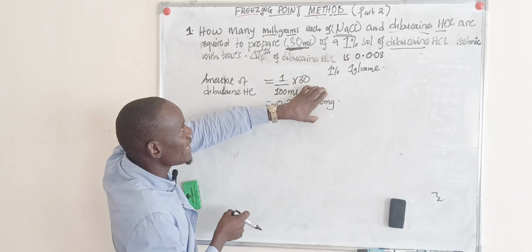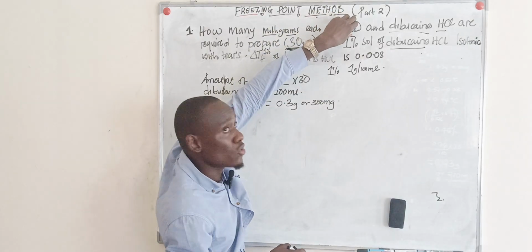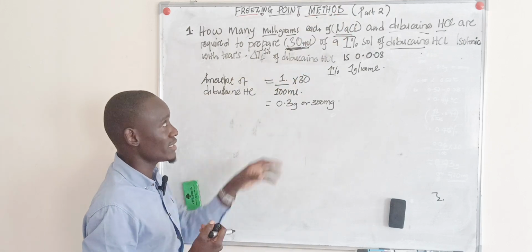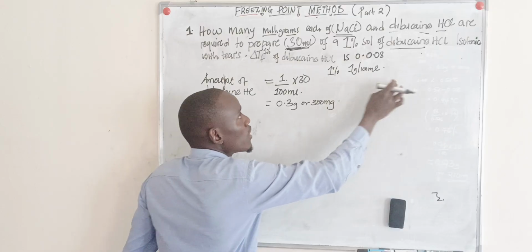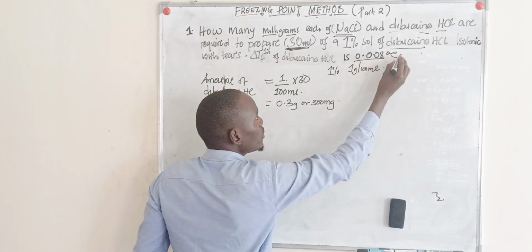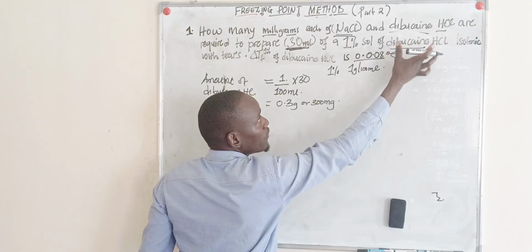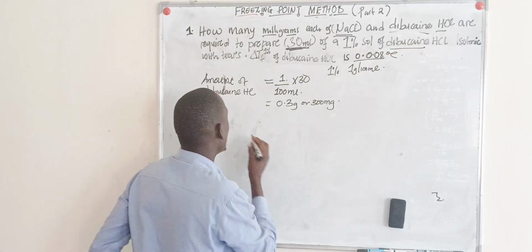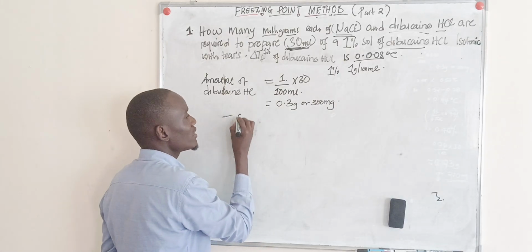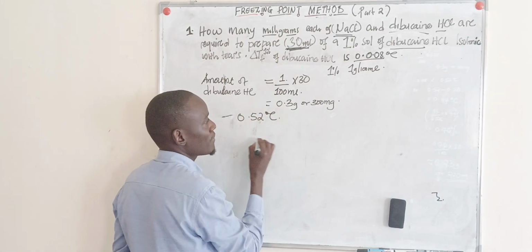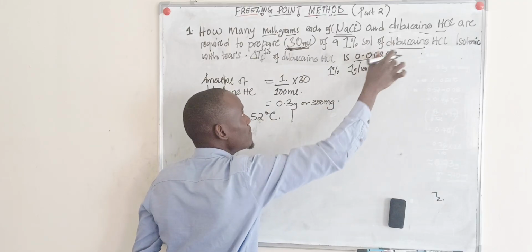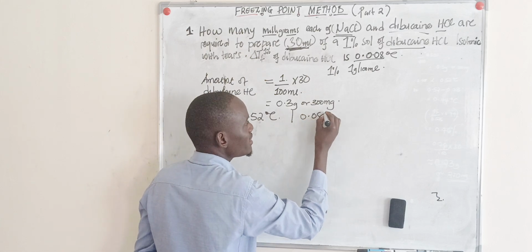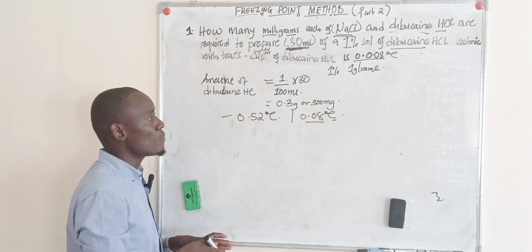Now we need to ascertain how much quantity of sodium chloride is required, because we are using sodium chloride as our adjusting substance in this case. So we are going to compare the freezing point depression of a 1% solution of butyl hydrochloride with the standard, which is the blood plasma. Remember, we say that blood plasma freezes at 0.52 degrees C, but the temperature at which butyl hydrochloride freezes is 0.08 degrees C. So we are going to have a comparison between the two.